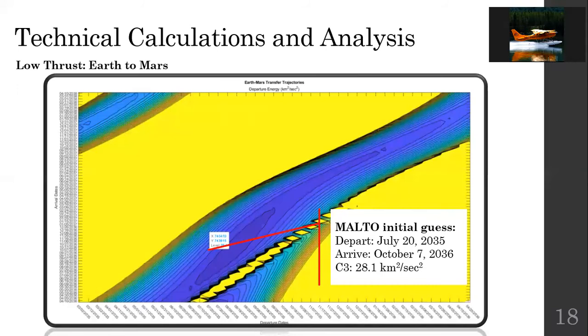So the following porkchop plot shows the Earth to Mars departure and arrival dates. These were used as initial guesses in MALTO. We show a departure date of July 20th, 2035, and an arrival date of October 7th, 2036, with a C3 energy of 28.1 kilometers squared per second squared. Slide.